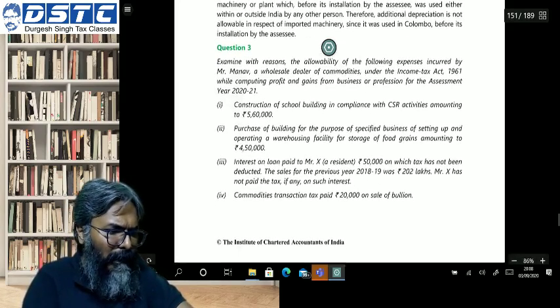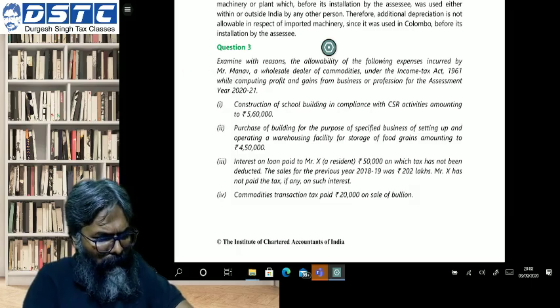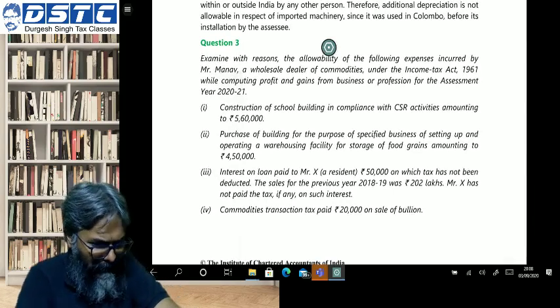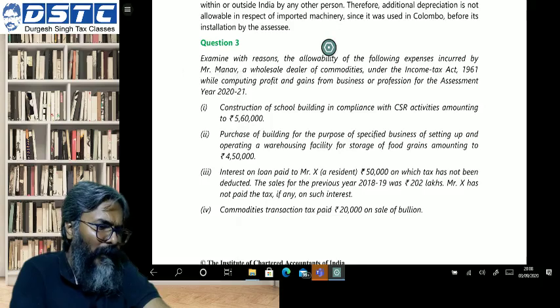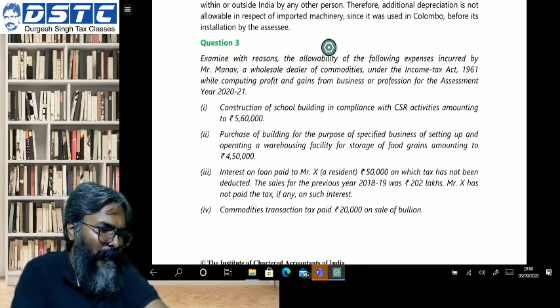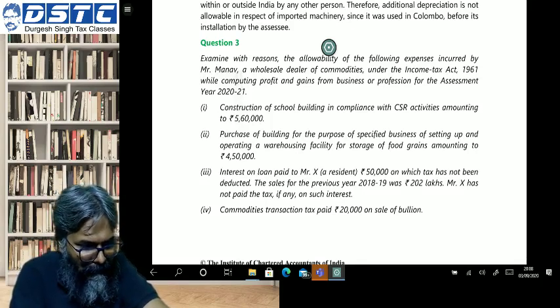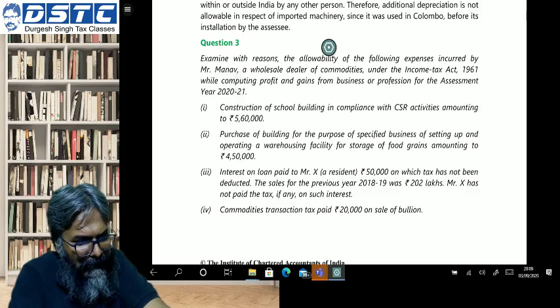Let's come to question 3. Examine with reason the allowability of the following expenses incurred by Mr. Manav, a wholesale dealer of commodities, under the Income Tax Act 1961, while computing profits and gains from business or profession for the assessment year 2021. Construction of school building in compliance with the CSR activities.